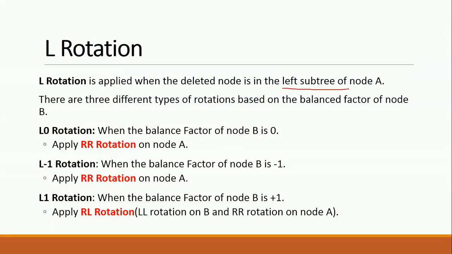If you are trying to delete something in the left subtree, what are the possible rotations? L0, L minus 1 and L1. What it means here: on whatever node you find the problem, just go to the right-hand side and find the right descendant of that node, because you are deleting in the left, you have to find the right descendant, or the right child to be precise. L0 will apply RR rotation, L minus 1 will again apply RR rotation, and L1 will apply RL rotation. How? We'll see with all the cases.